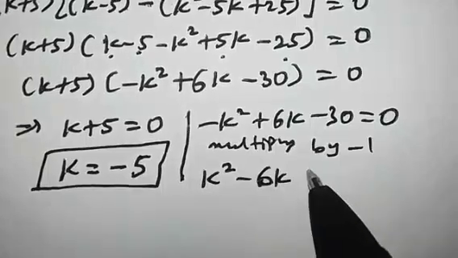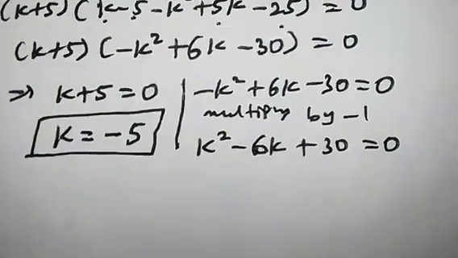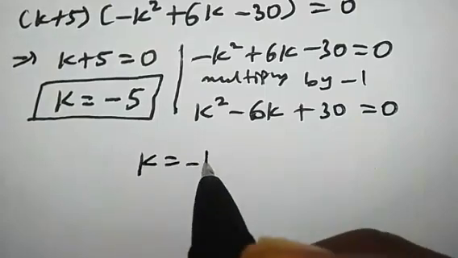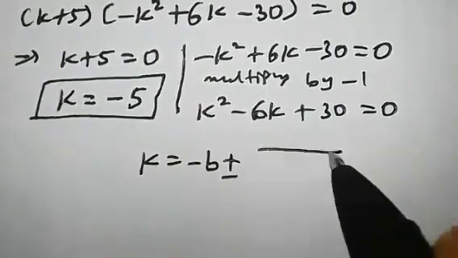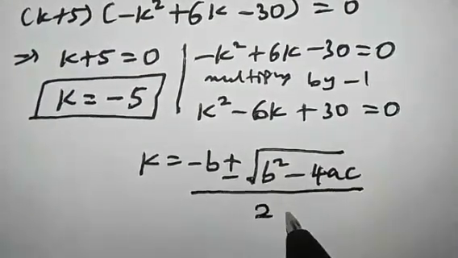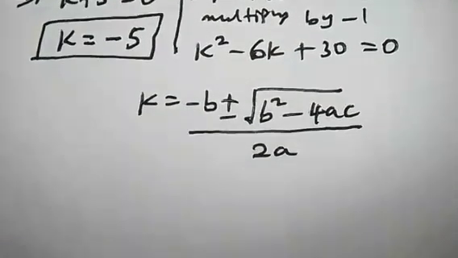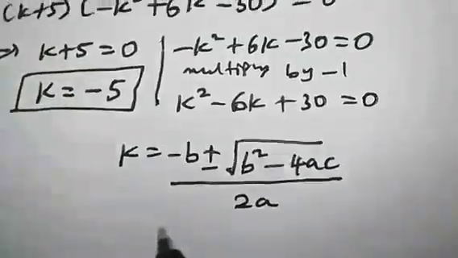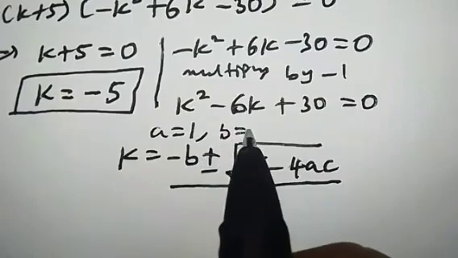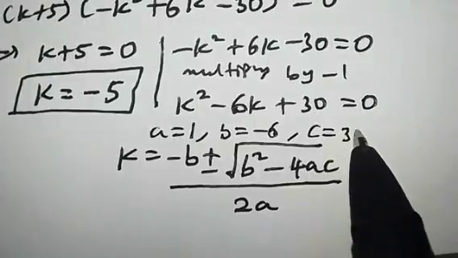plus 30 equal to 0. This quadratic equation can be solved using the quadratic formula, which is k equal to minus b plus or minus square root of b square minus 4ac over 2a. I'm very sure you are aware of this property. That's the quadratic formula. From this equation, a is equal to 1, the coefficient of k square, b is equal to negative 6, and c is equal to 30.